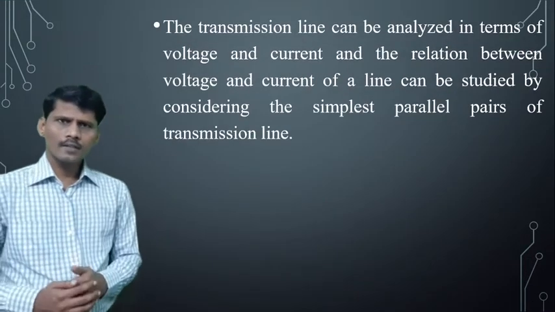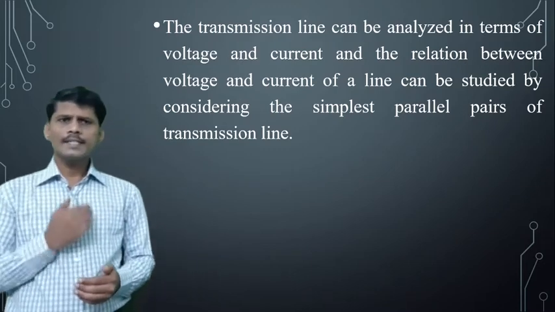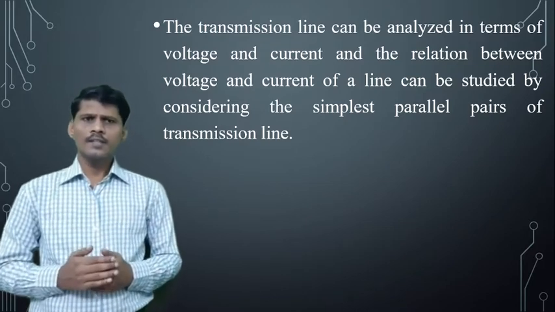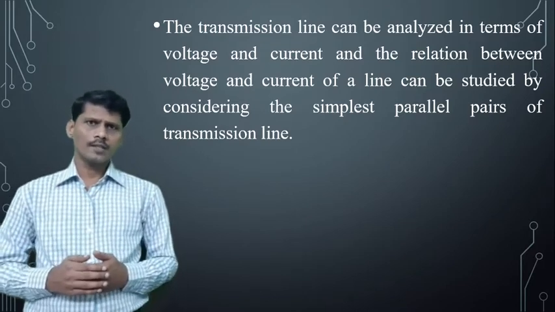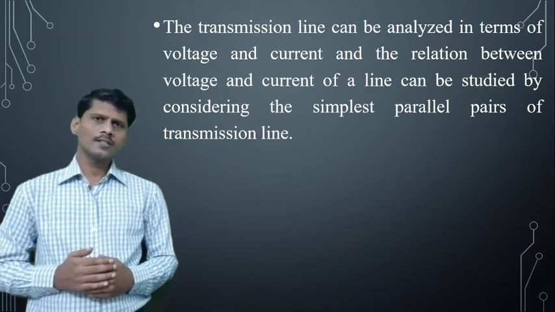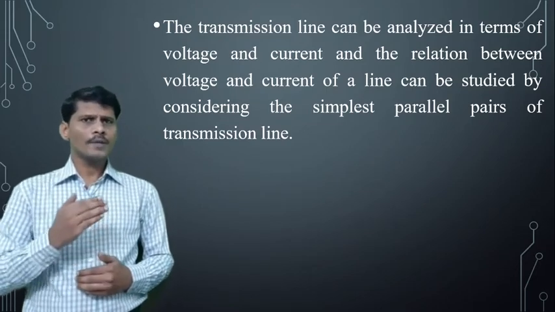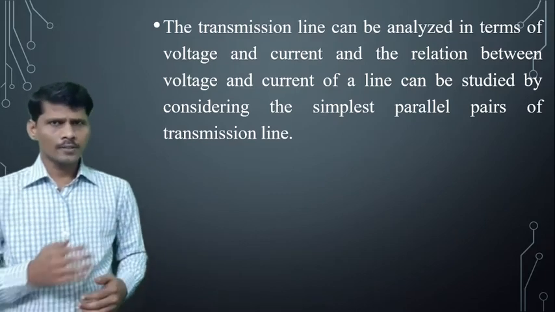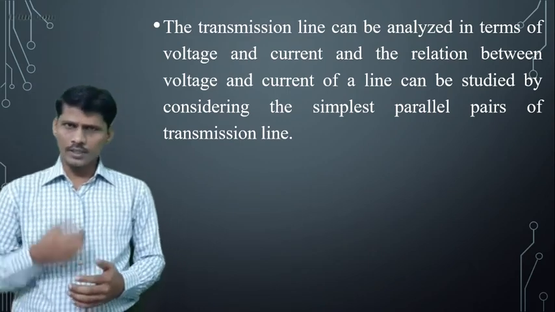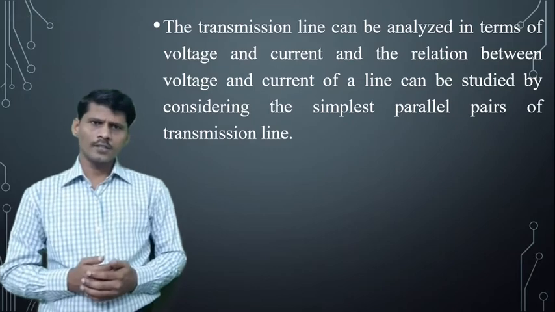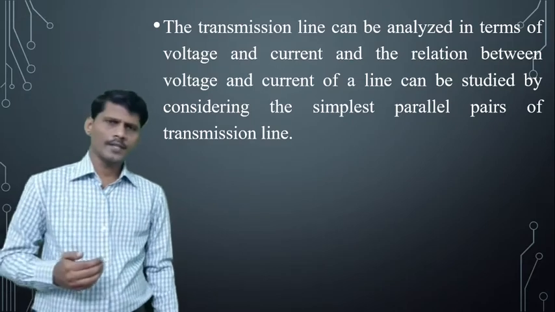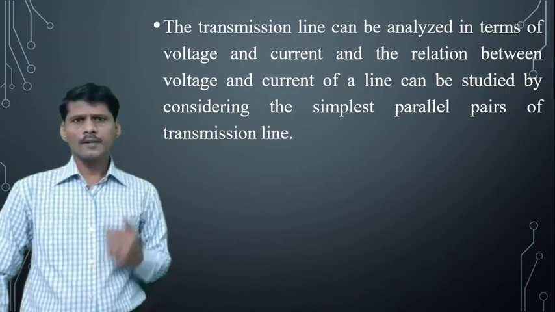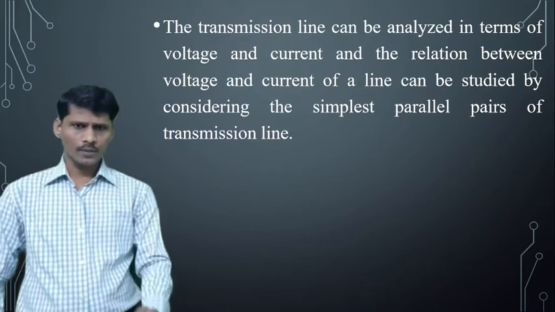The transmission line can be analyzed in terms of voltage and current, and the relationship between voltage and current of a transmission line can be studied by considering the simplest type, a parallel pair of transmission line. That is shown in the figure.